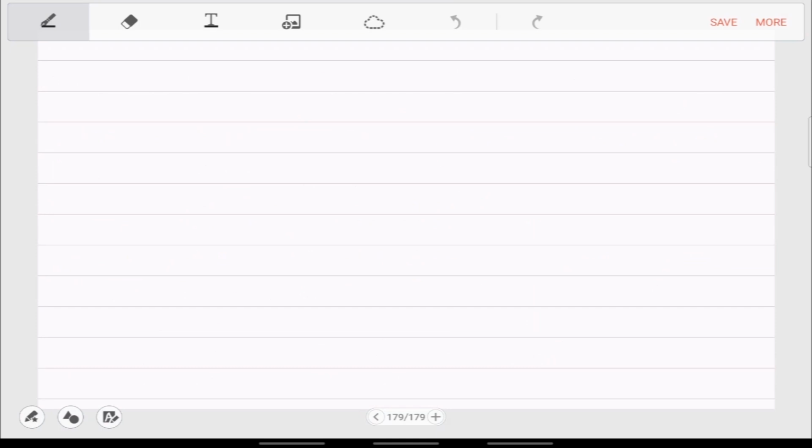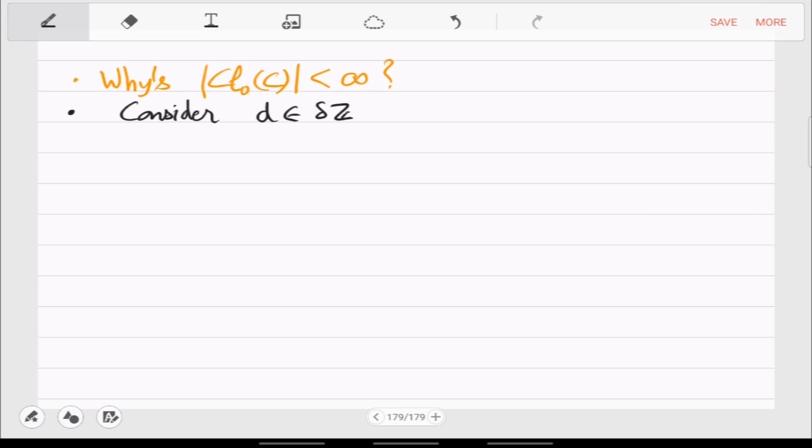So next is why is it finite? Let's prove that. Because of the previous result, we actually don't need to study CL0. We can take a higher degree and study that. So let's do that. Consider D in delta Z such that D is quite large, greater than or equal to G. For bigger degrees, we have nicer properties, so we are hoping that CLD will be easier to understand.